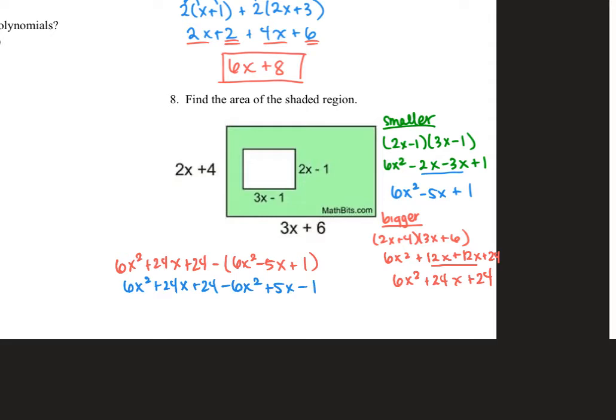And now we combine like terms. So starting with our x squared terms, well, 6x squared and negative 6x squared, they basically just cancel each other out. So now I can go straight to my x terms, 24 and 5, so that's 29x. And then I have my constant terms, 24 and negative 1, which is 23.